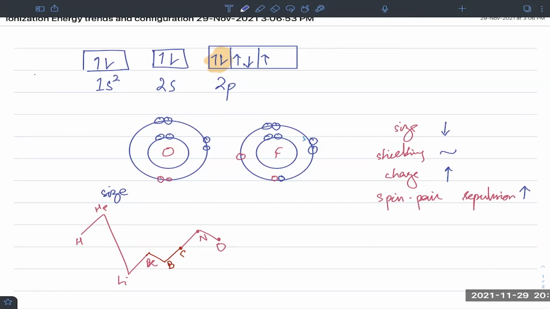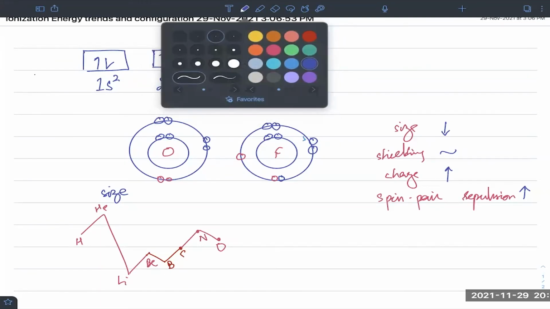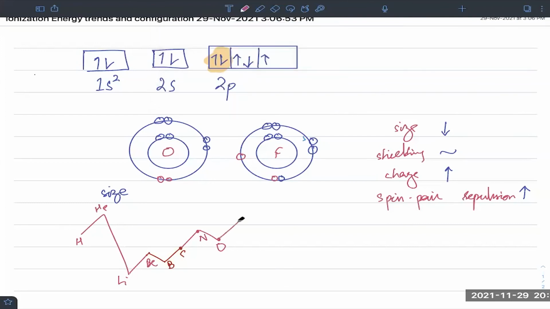So in the previous case too, we can say that spin pair repulsion increased but shielding from the inner shell remained the same. So I should have put a constant there. Okay, sir. Yeah, I'm trying to keep all 4 as separate factors. So in this case, size decreases, shielding is roughly the same, charge increases. Both of them will make the ionization energy greater, and the repulsion will make it smaller. But the two main factors offset that, and fluorine's ionization energy is higher.